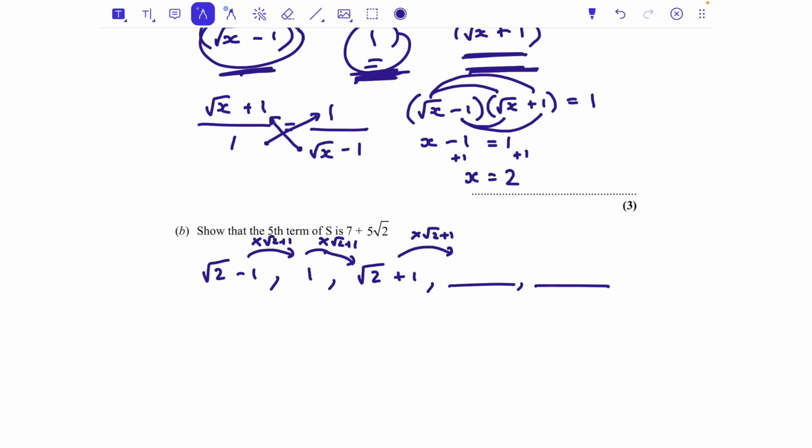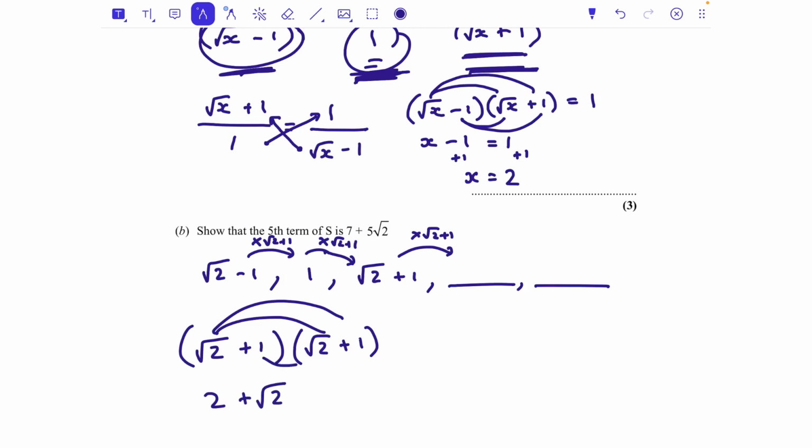So first thing I need to do to get the fourth term is do root 2 add 1 times another root 2 add 1, which is 2, add 1 root 2, add another root 2, add 1, which is 3 add 2 root 2.